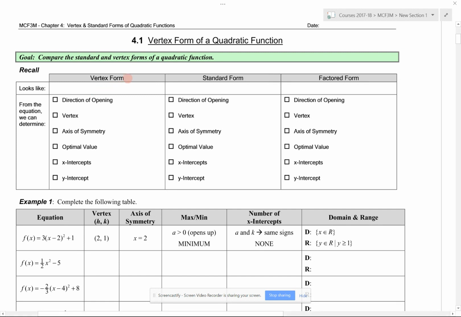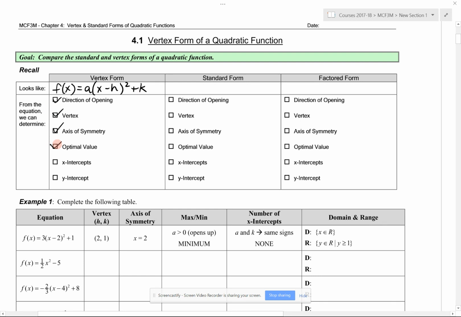Well, we have the vertex form, and that looks like this: f of x equals a times x minus h squared plus k, where h and k give you your vertex, and a will indicate to you your direction of opening, and from the vertex we can get our axis of symmetry and optimal value.